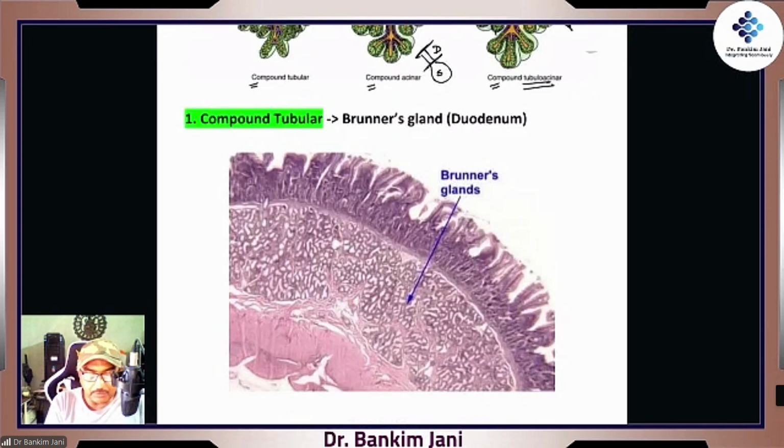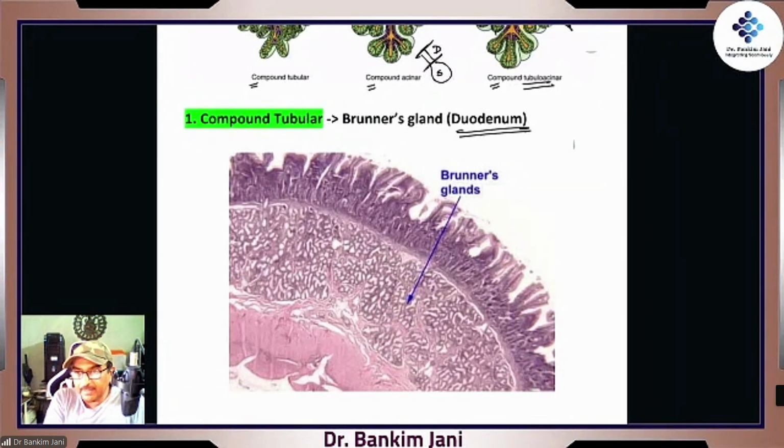Now in compound tubular, in the duodenum, they are called the Brunner's gland. Now when we'll be studying systemic histology, at that point, all these images will be seen even in the oil immersion, in 100x. So that's where we will be seeing the difference.